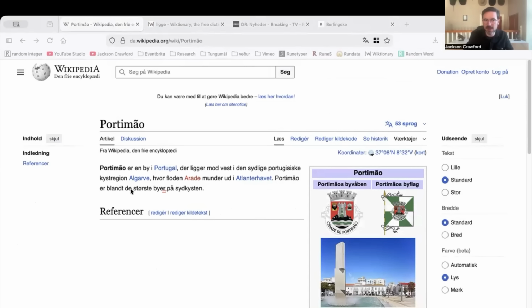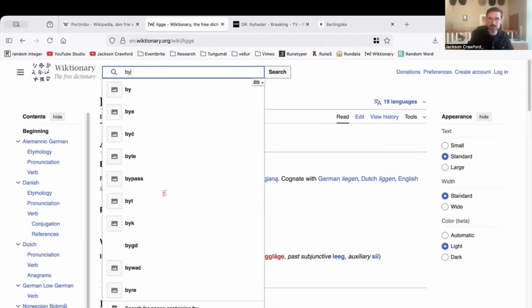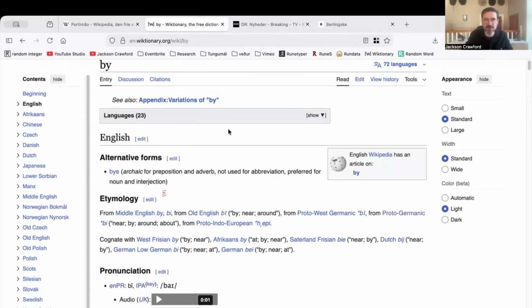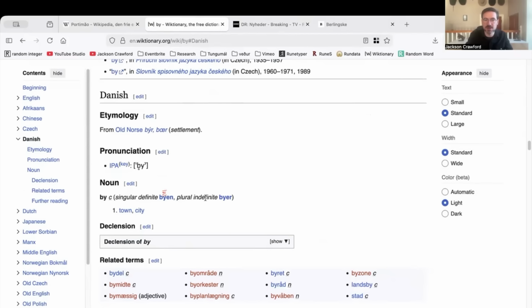So here we see Portimao er blant de største byer. So it is among the biggest cities. This is also the plural for most words. You add an R. So knock that ER off and look up by. Of course, you got to find Danish. If you click on languages here, you can go to it a little bit faster. You can see town and plural byer.